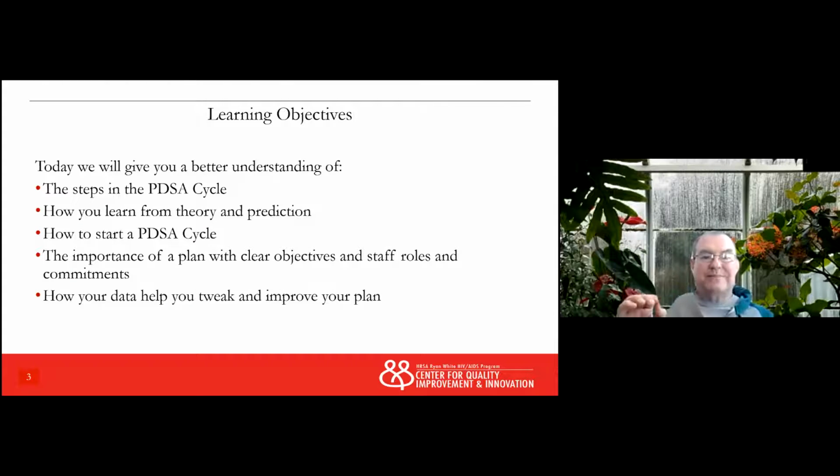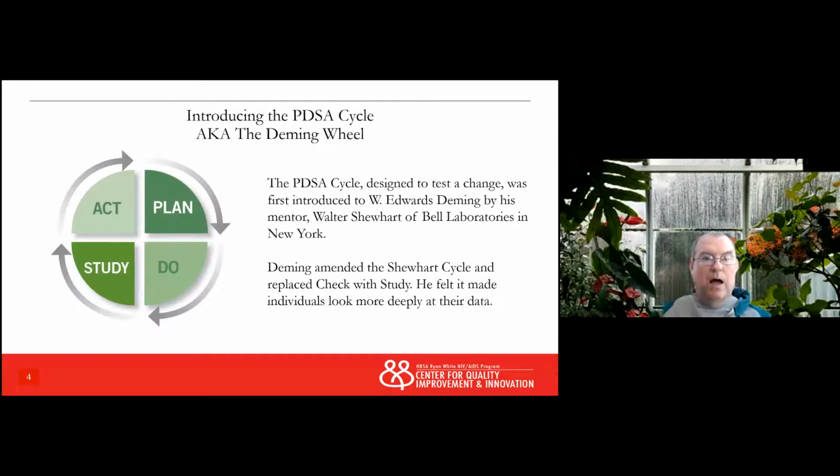So that's the beauty of the PDSA cycles. It helps you test your ideas. It goes from the theory to the actual, and it moves improvement along as opposed to being a kind of bump around in the dark and knock over the furniture kind of thing.